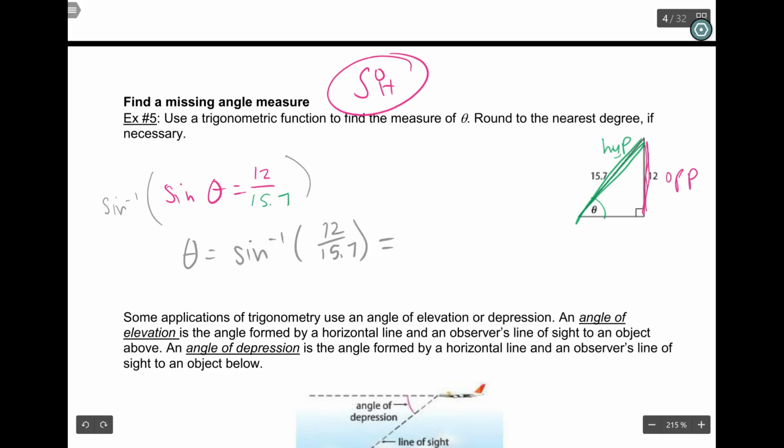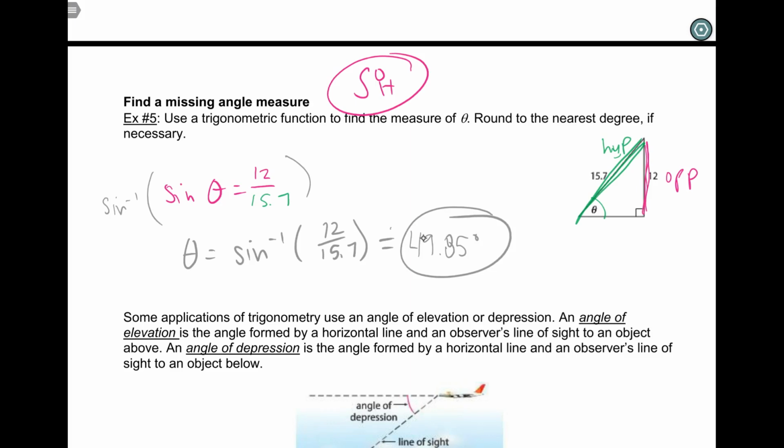So if you take sine inverse of 12 divided by 15.7, you'll find that the angle we measure is 49.85 degrees. Cool. Make sure you check your calculator to see that it's in degree or radian mode, because of course that will affect how you write your answer.